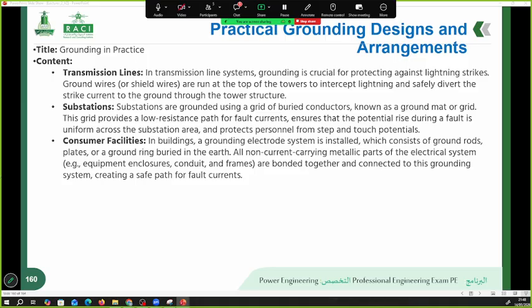Regarding consumer facilities, the grounding system in a building is designed to protect people and equipment from electric shock. So we have a grounding electrode system. This is the main connection to the earth, typically consisting of one or more ground rods, metal plates, or a ground ring buried around the foundation.